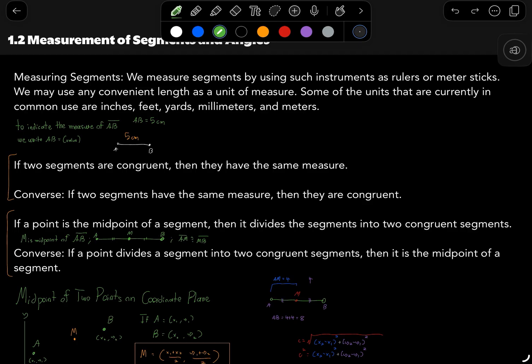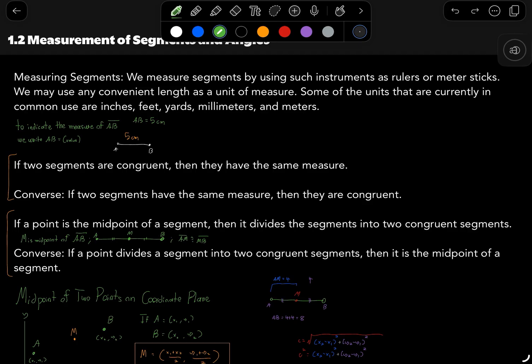So the first theorem that we're going to talk about is: if two segments are congruent, then they have the same measure. In my opinion, that's pretty self-explanatory, because if two segments are congruent, which means they're equal, of course they're going to have the same length or the same measure.